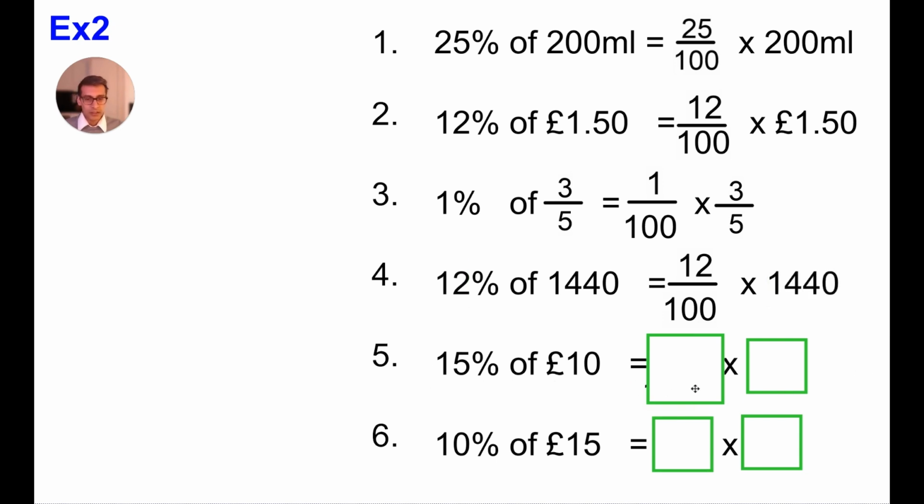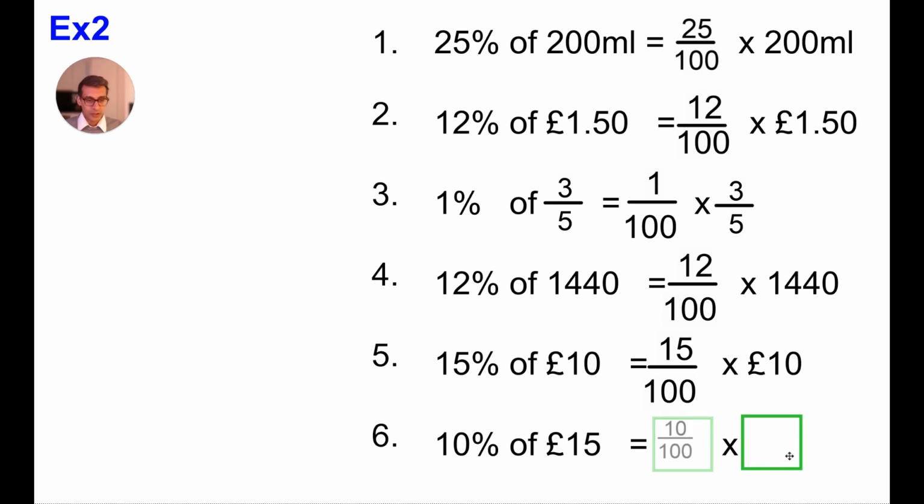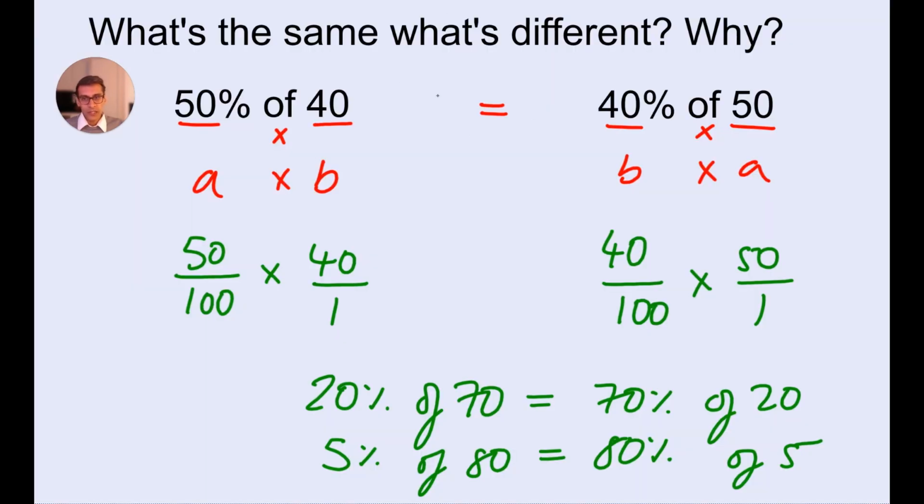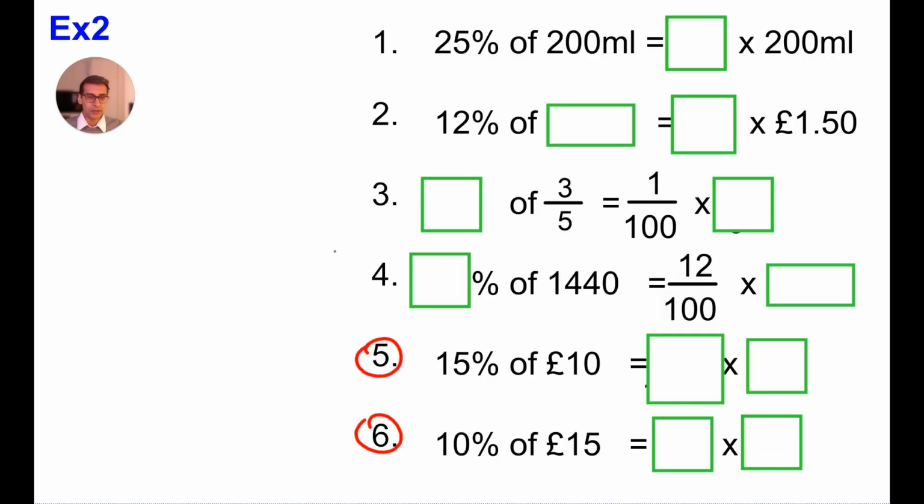15% of 10 is 15 over 100 times 10, and 10% of 15 is 10 over 100 times 15. You may have spotted question 5 and 6 are actually looking at the commutative property here. So we're actually just swapping around the percentages and the amounts. It will give you the same answer.